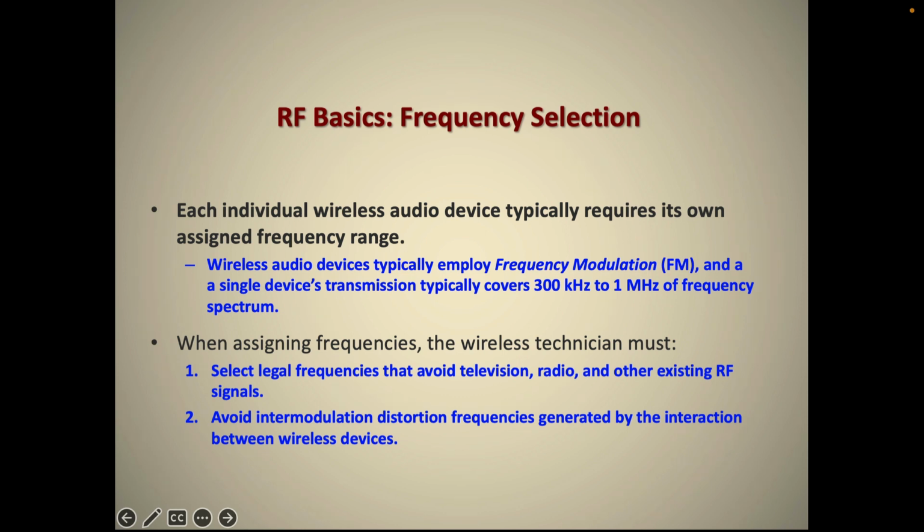And when you're assigning frequencies, you first need to avoid TV, radio, and other RF signals, such as other mics and that sort of thing. And this is usually pretty easy to do. You can use a scanning feature on your receiver and avoid these existing frequencies.